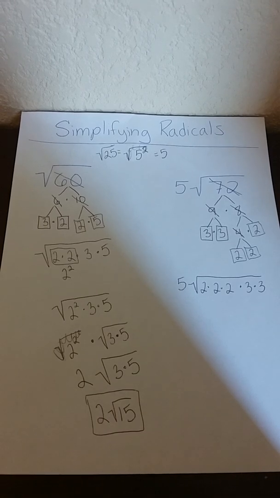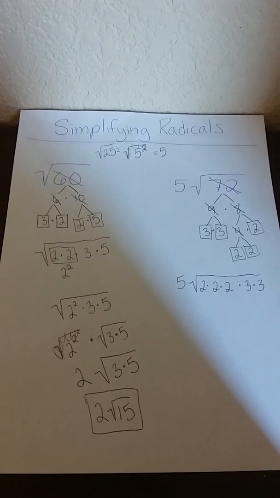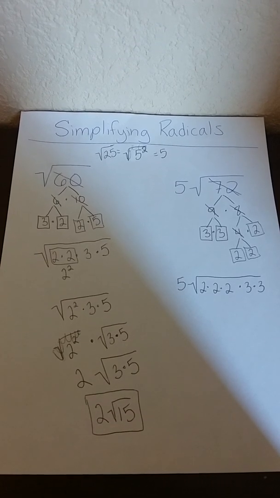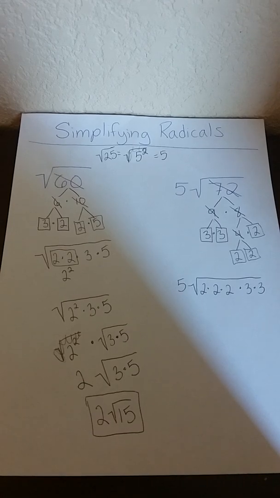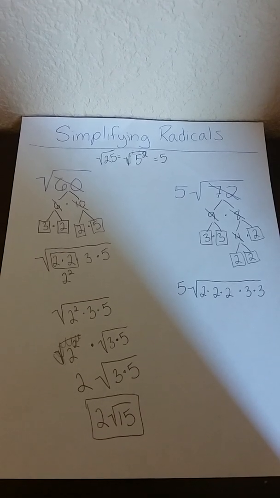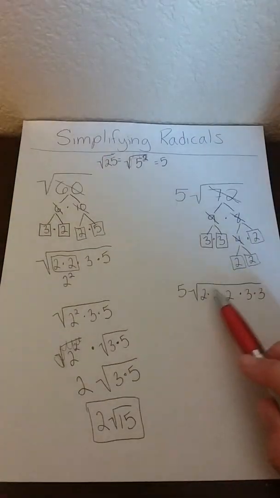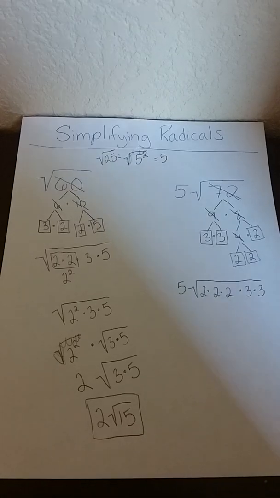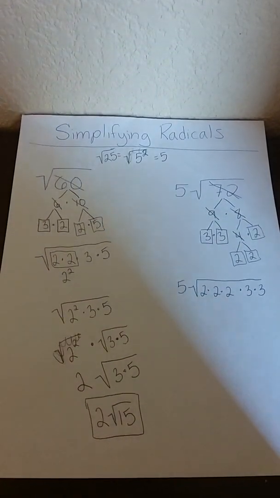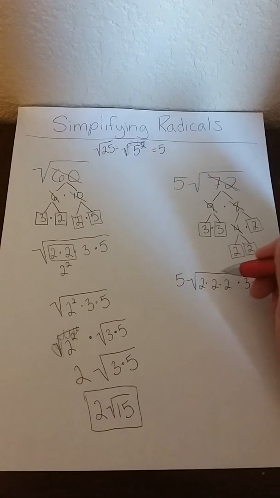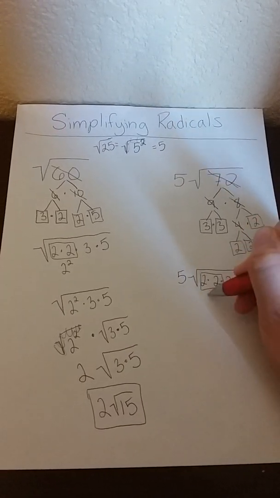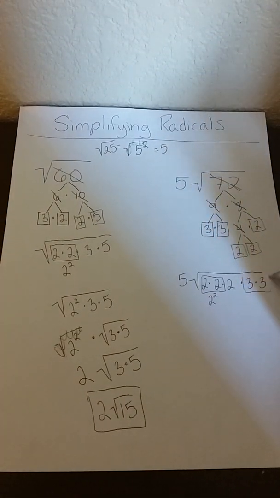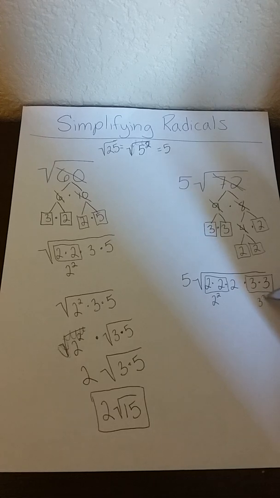Okay, so here is the key. I don't want to use any exponent. I only want to use squared because I have square root, and the only thing that crosses off square root is squared. So even though I have 3 2's here, I'm not going to write this as 2 to the third because 2 to the third and square root don't cross off. Instead, I'm going to group 2 of them and just make that 2 squared, and I'm going to leave this 2 alone. Over here I have 2 3's, so that's going to be 3 squared.